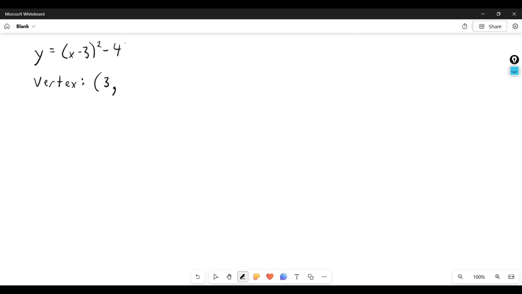For the y coordinate of the vertex, you just take this number, and it should be a minus sign there. So we take this number, and we get a minus 4 there. So this just comes out the way it is. So x equals 3, y equals minus 4 is that vertex. Okay, now we need to find where does it cross the x-axis and where does it cross the y-axis.